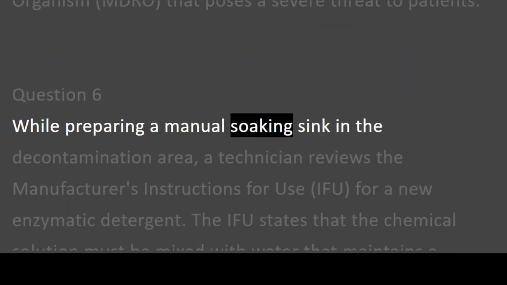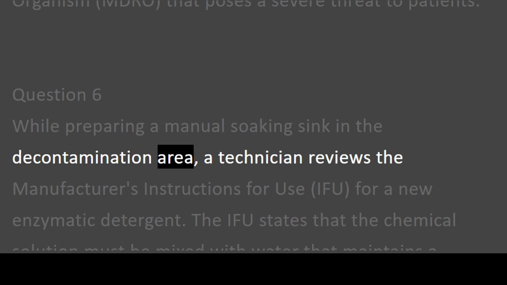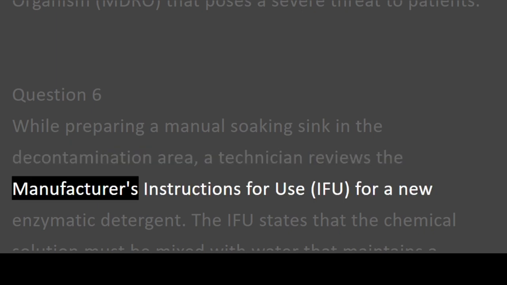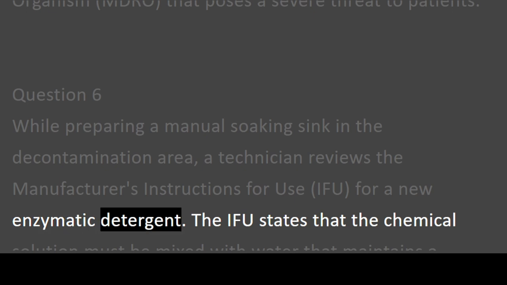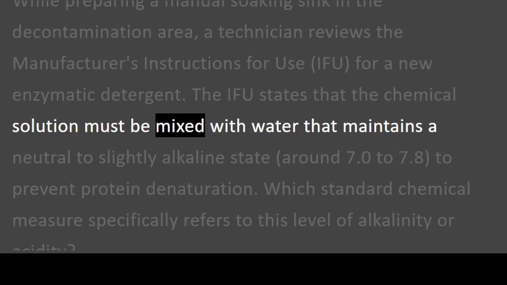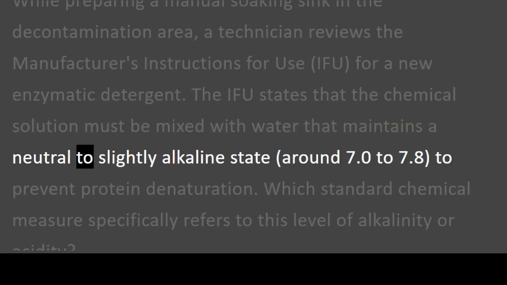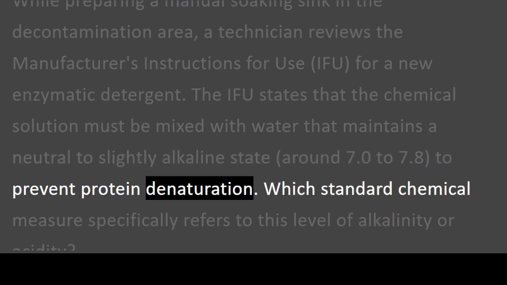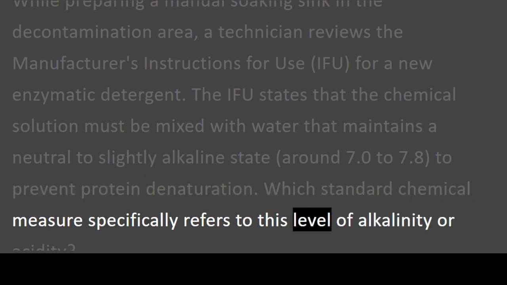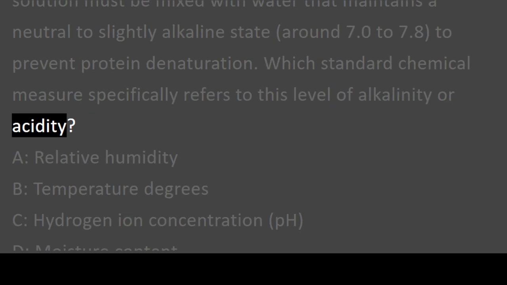Question 6. While preparing a manual soaking sink in the decontamination area, a technician reviews the manufacturer's instructions for use, IFU, for a new enzymatic detergent. The IFU states that the chemical solution must be mixed with water that maintains a neutral to slightly alkaline state, around 7.0 to 7.8, to prevent protein denaturation. Which standard chemical measure specifically refers to this level of alkalinity or acidity?